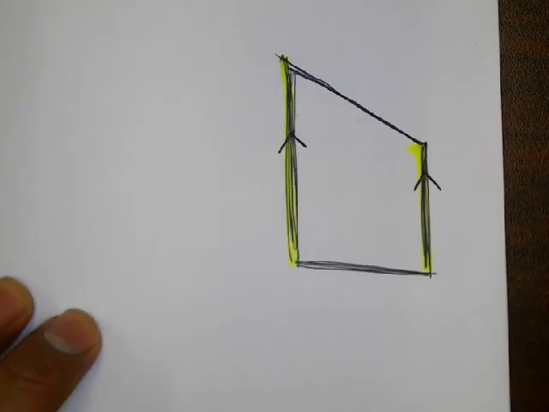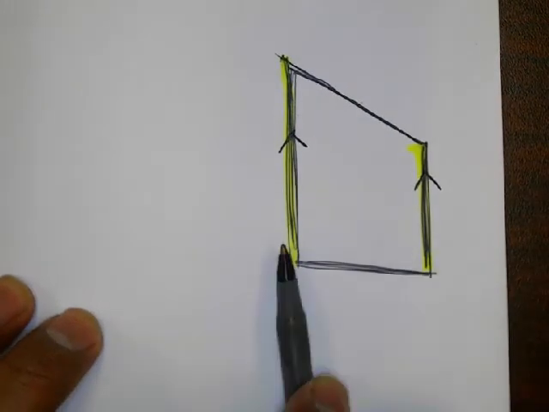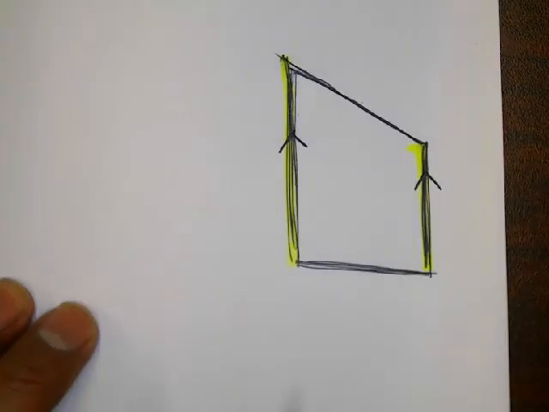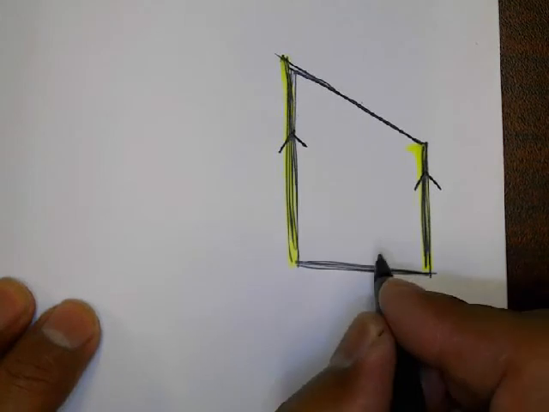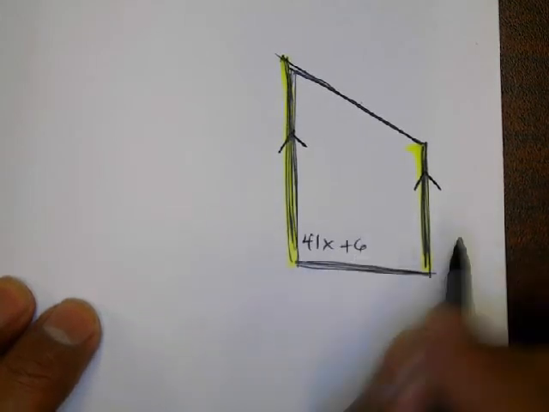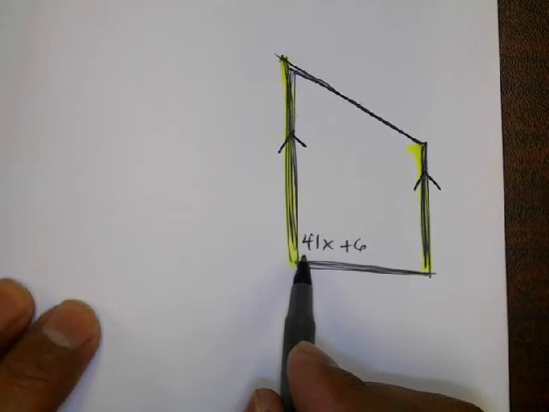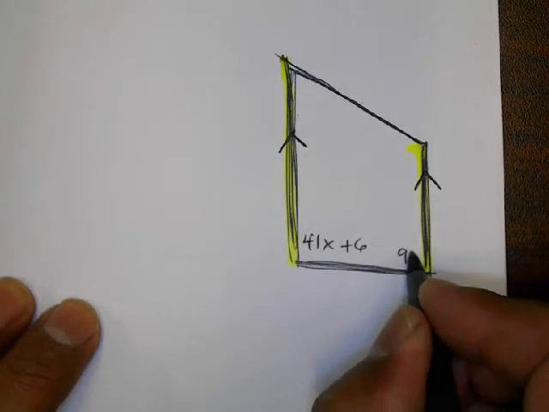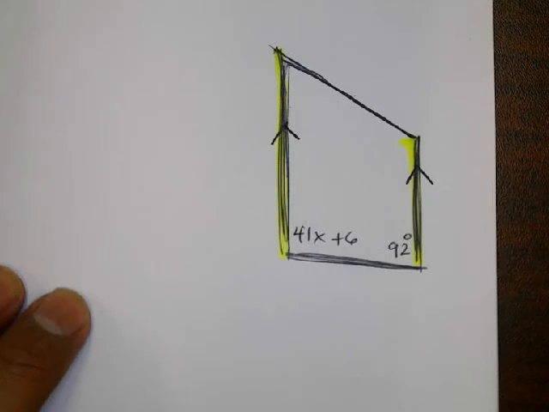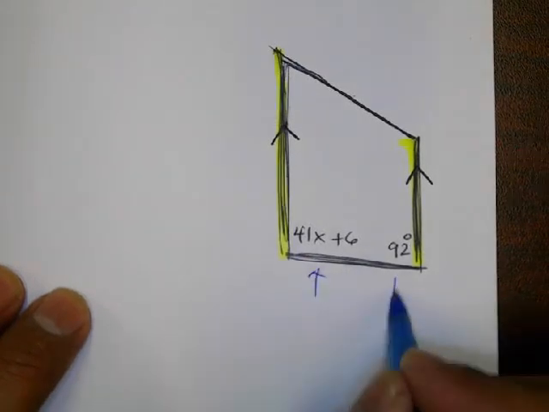So make them darker or use the little arrows to indicate which ones are parallel. You're only going to have one pair. That means now the angles this way are going to add up to 180, not this way. Okay. The angles this way add up to 180. So they're going to tell you something like 41x plus 6 is this angle here. And this angle over here is 92 degrees.